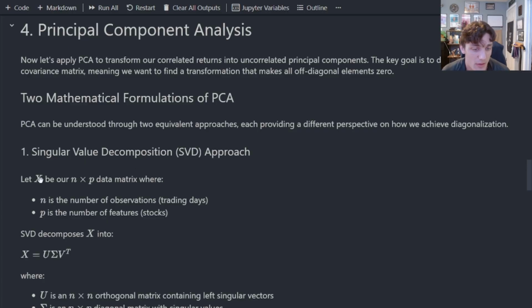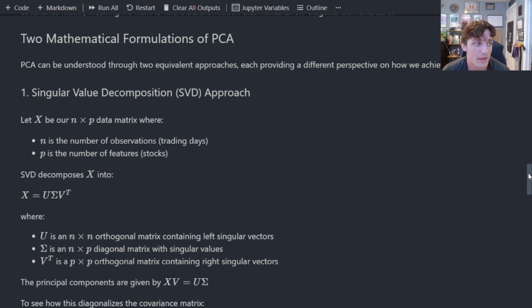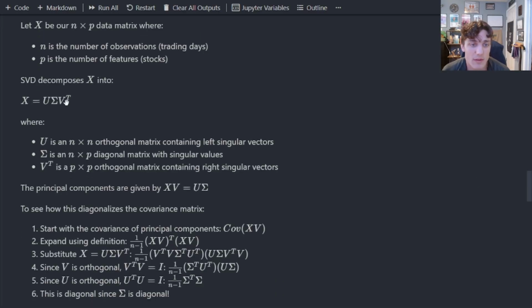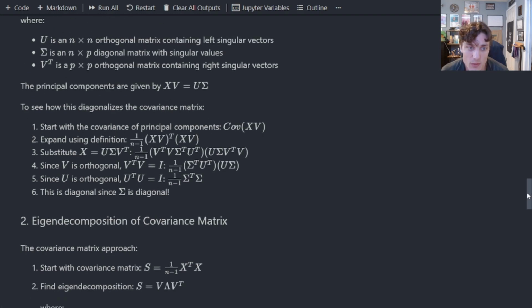So supposing we had a data matrix X, n by p, where n is the number of trading days and p is our number of stocks, we can find a unique decomposition. X is equal to U Sigma V transpose, where U is an orthogonal matrix of left singular vectors, V transpose is an orthogonal matrix of right singular vectors, and Sigma is an n by p diagonal matrix with singular values. Okay, the principal components are then going to be given by XV, which is equal to U Sigma. How does this diagonalization actually work?